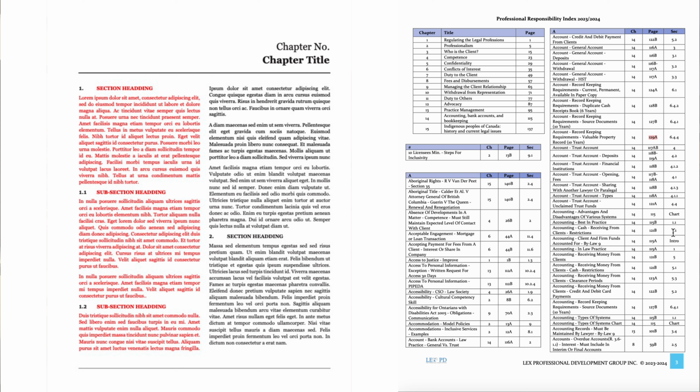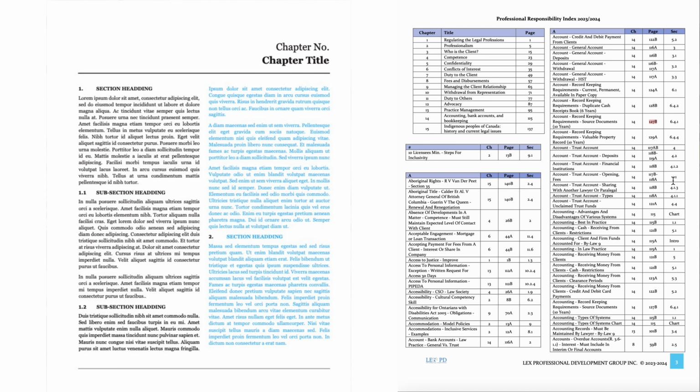If you have a page number that's accompanied by a B, then that means that that information is on the right-hand side column of the LSO materials. So again, if you're looking for accounts, record keeping, requirements about the source of documents, and you're required to keep them for 10 years, you're going to go to page 127B.